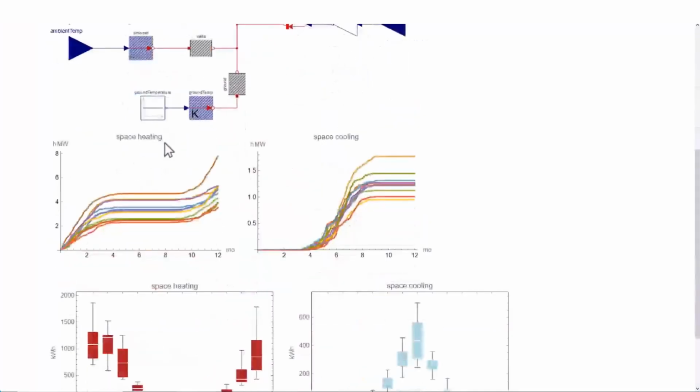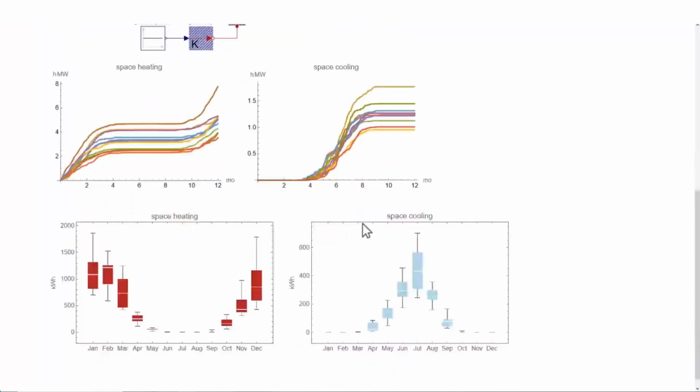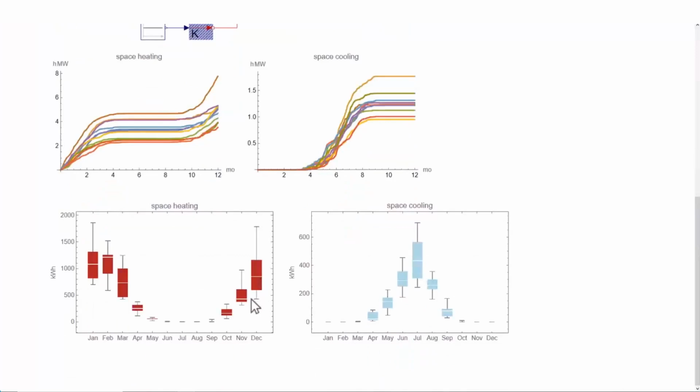I simulated this model using historical data from 2005 to 2015. The results show that the annual space heating demand ranges from 3 to 8 megawatt hour, while cooling demand varies from 1 to 2 megawatt hour. I've compiled the monthly simulation results, and they illustrate how the demand fluctuates throughout the year, with the highest uncertainty occurring in January and December. In Linköping, the heating demand during winter is substantial, whereas the cooling demand in summer remains relatively low.